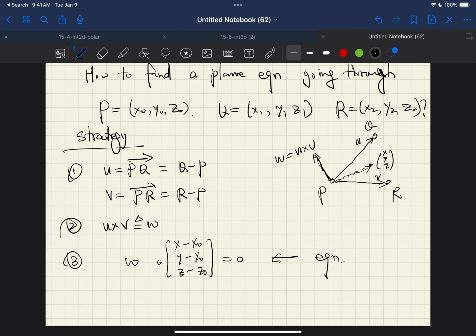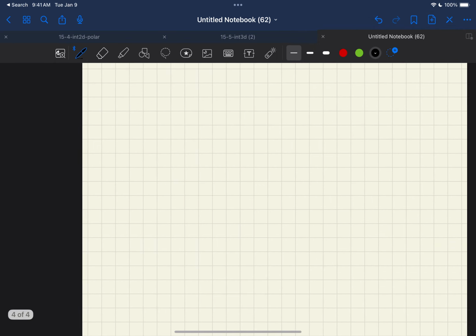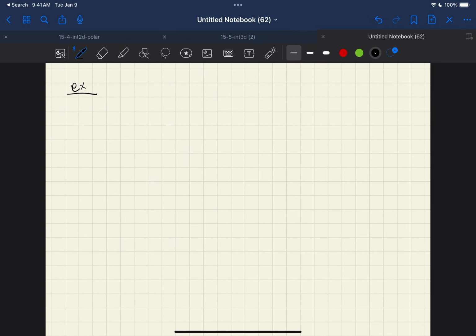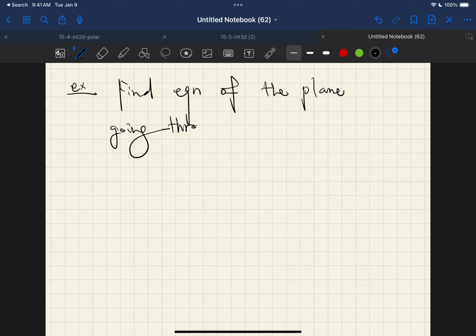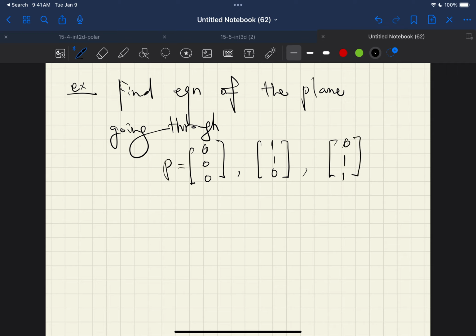So we are going to look at one example. Find the equation of the plane going through 0, 0, 0, 1, 1, 0, and 0, 1, 1. So you can think of this as P, this is Q, this is R.